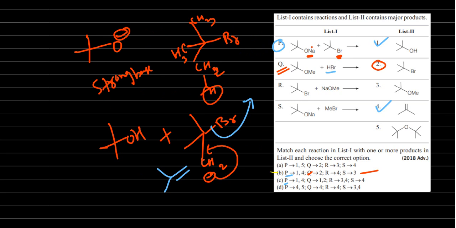In the case of R, it should be 4. See here, strong base. Whenever a charged reagent is there, obviously it leads to an elimination reaction. So here a double bond is forming. So that means again it goes to 4.